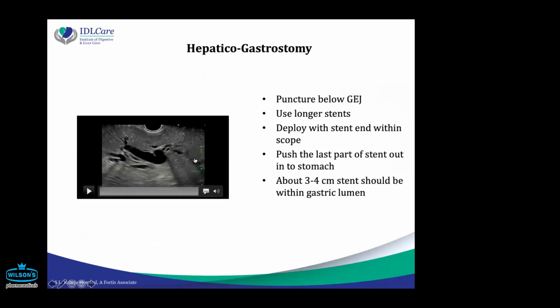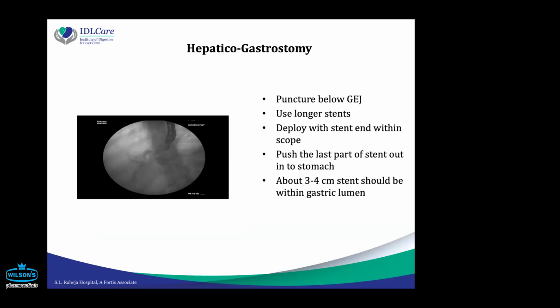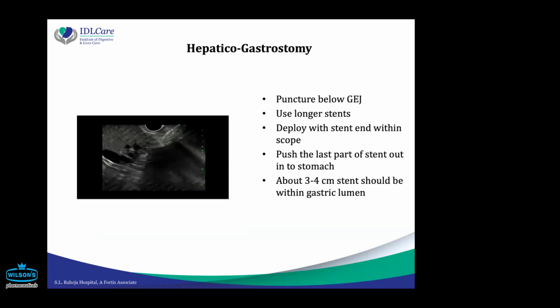So let me briefly tell you about these procedures. Hepaticogastrostomy, as I told you, is from the proximal stomach. The puncture is done about 2 to 3 centimeters below the GE junction. Increasingly, we are using longer and more covered stents, 8 centimeters, 10 centimeters, 80% cover, 70% cover. So you puncture the duct, aspirate, confirm that you are in the duct, and then dilate. Once you have passed the wire, you dilate and then place the stent. So the same procedure is followed everywhere. It's only the access point that is different. So here, if you see, this is the needle coming.